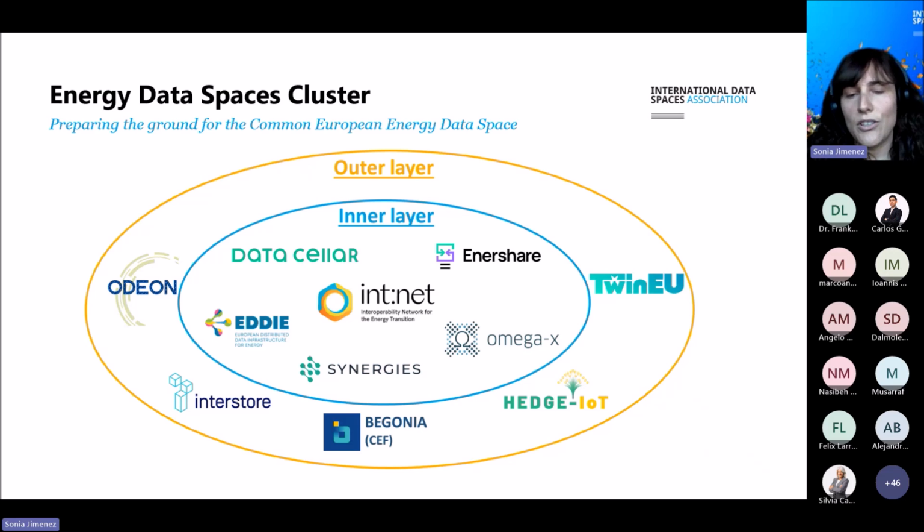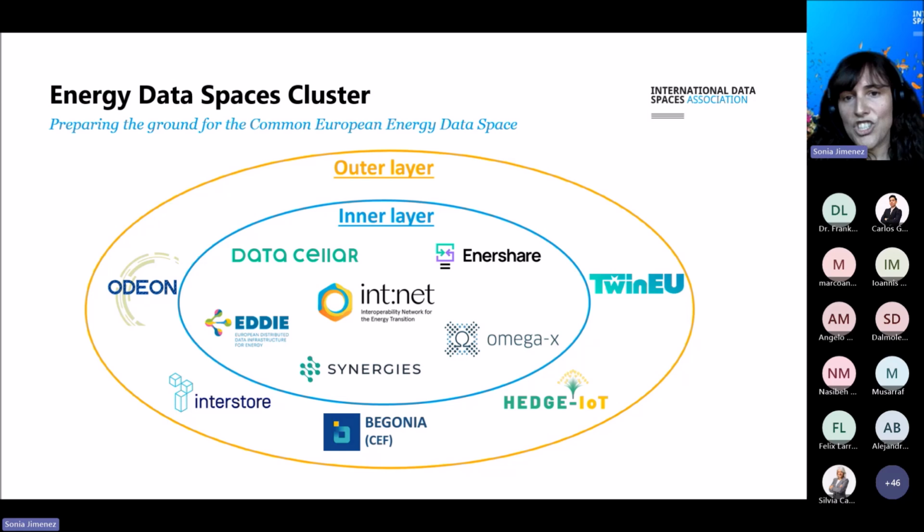So in the inner layer, you can see the first projects that started the cluster like 2 years ago. In the center, you have INNET, which is the CSA that gives support to these projects, DataSeller, EnerShare, AD Synergies, and OmegaX. And in the outer layer, you have the projects that recently started and joined the cluster. And the goal of the cluster is to prepare the ground for the common European energy data space. One of the things that the inner layer have in common, or one objective, is that they need to become interoperable among all of them.